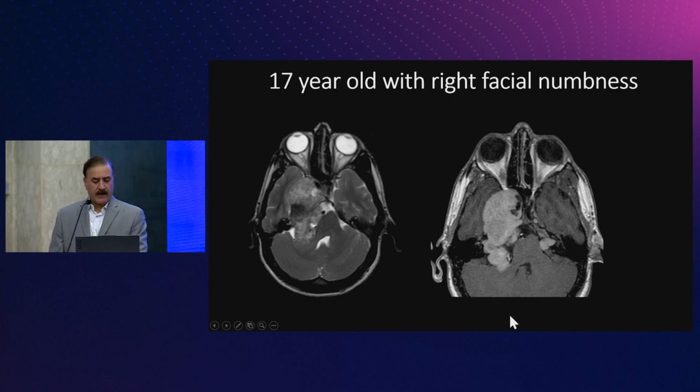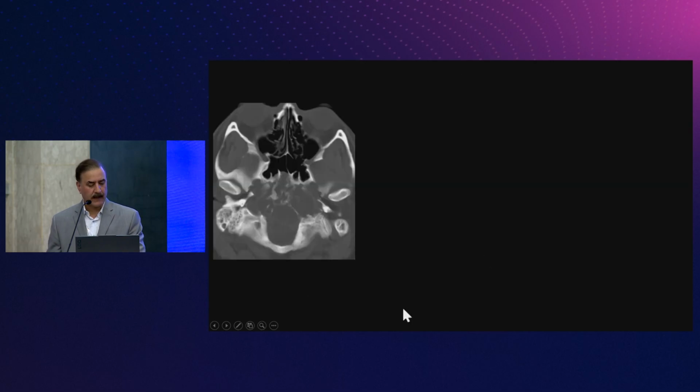17-year-old boy, right-sided facial numbness, big, huge mass that is tracking along that fifth nerve. This patient, unfortunately, turned out didn't have the diagnosis. Bilateral involvement of masses in the IACs turned out to be NF2 diagnosis after this scan when they worked this patient up, obviously because of this bilateral IAC masses.